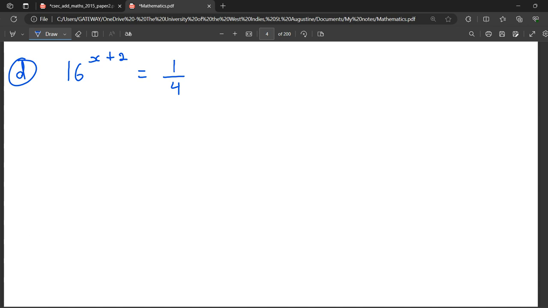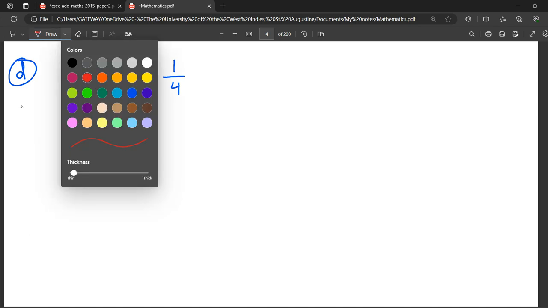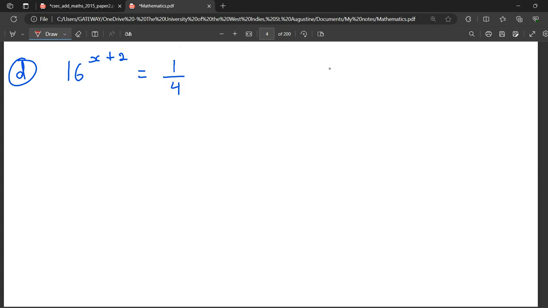Right, so I could write everything here. I could write it to base 4, no problem with that. I could write 16 in terms of base 4. Simply, I could say the square root of 16 will be 4. But if I square both sides, I'll get 16 will be equal to 4 to the power of 2. And this is really what I want.